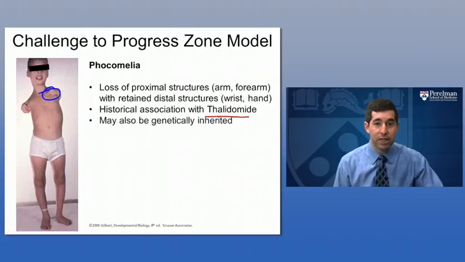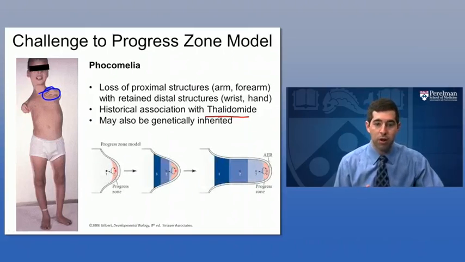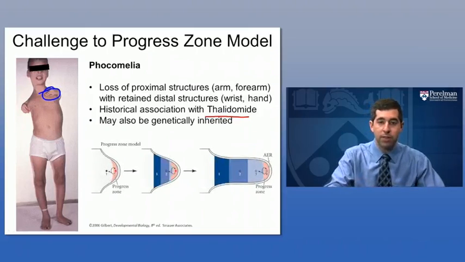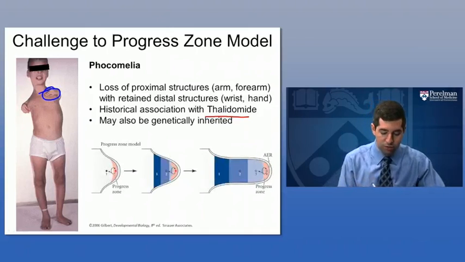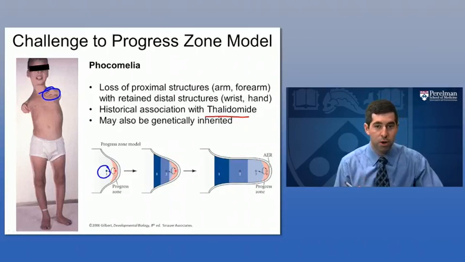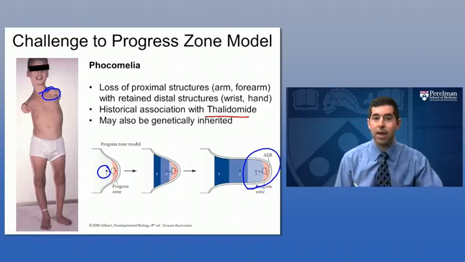Phocomelia can also be genetically inherited, although that does form a smaller cohort of patients than those that are affected still from the thalidomide that had caused birth defects in the first place. And remember that progress zone model, again, just to drive this point home, if the idea in the progress zone model is that those tissues that form the arm are supposed to come off first, well then how do we get development of those more distal structures, the wrist and the hand itself, without getting the differentiation of the structures beforehand? So then it certainly opens the place for another model, and let's take a look at that.